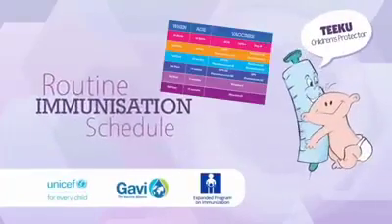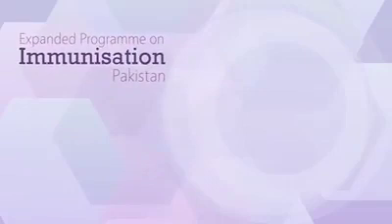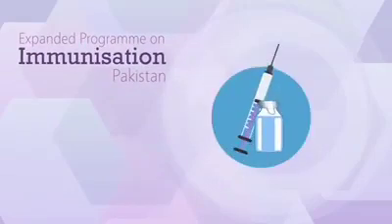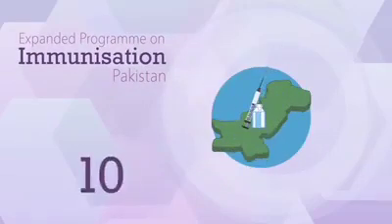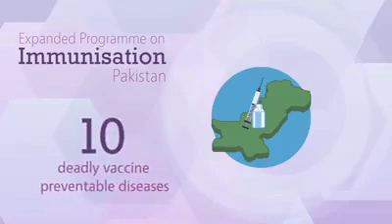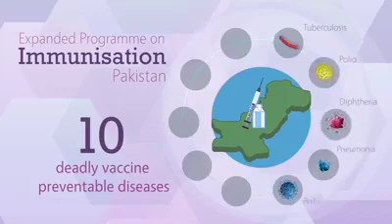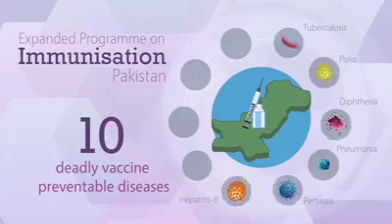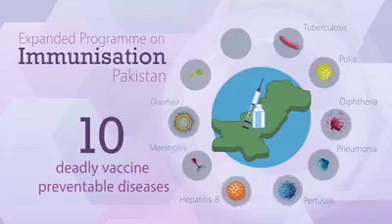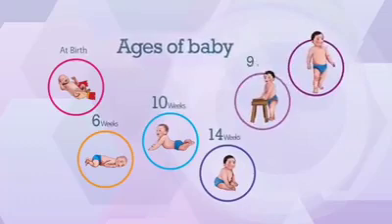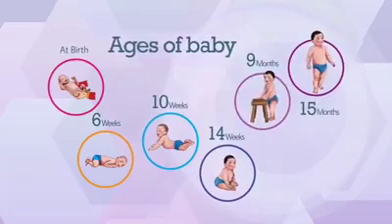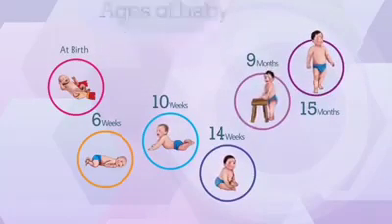Routine immunization schedule. Under the expanded program on immunization, there are vaccines recommended by the government of Pakistan for children to prevent against 10 deadly vaccine-preventable diseases, which are tuberculosis, polio, diphtheria, pneumonia, whooping cough, hepatitis B, meningitis, diarrhea, tetanus and measles.